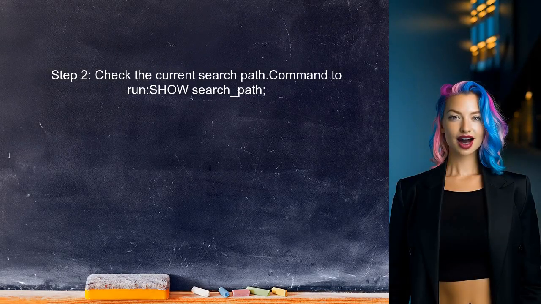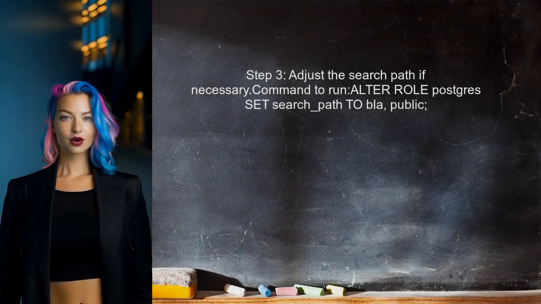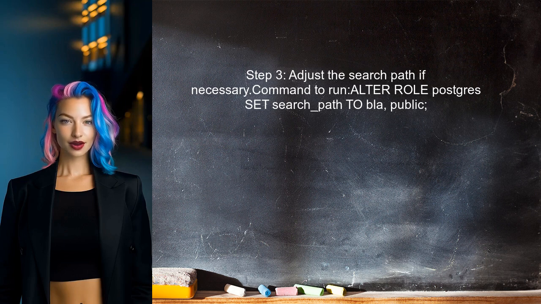Next, the user should check the current search path to confirm that it includes the new schema. This can be done by running a specific command in the database. If the search path does not include the schema blah, the user needs to adjust it. The search path should be set to include blah as the first schema.